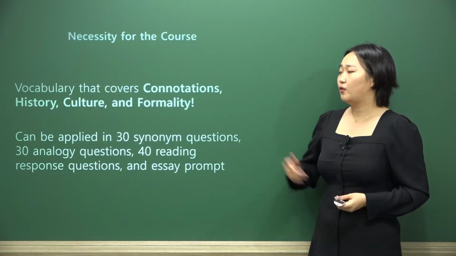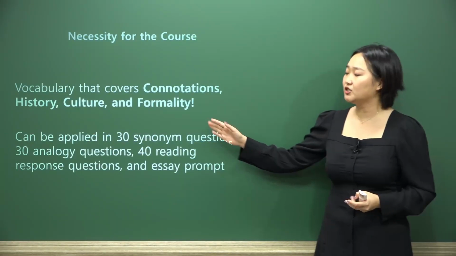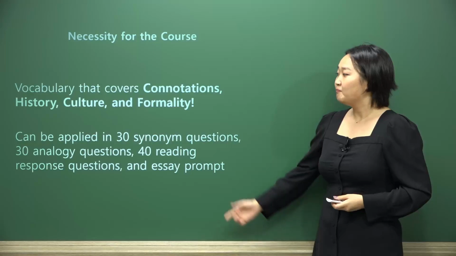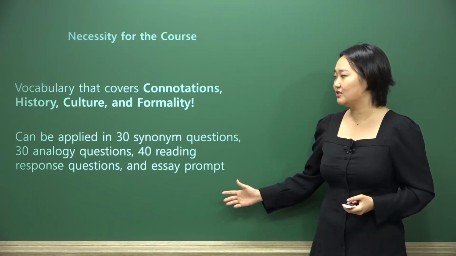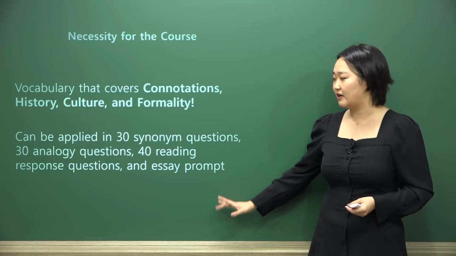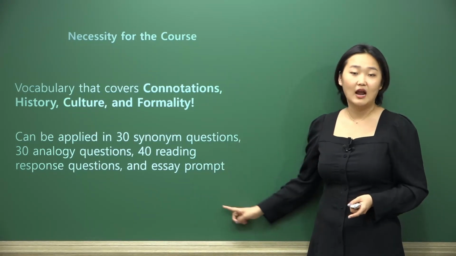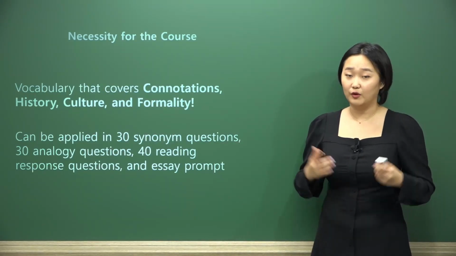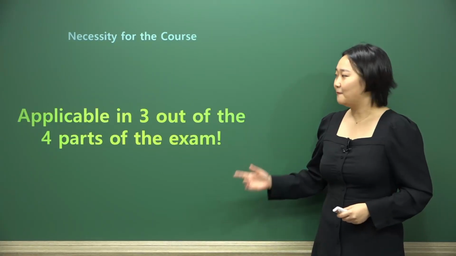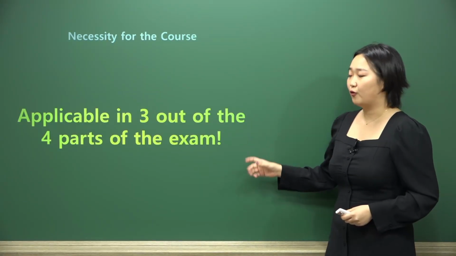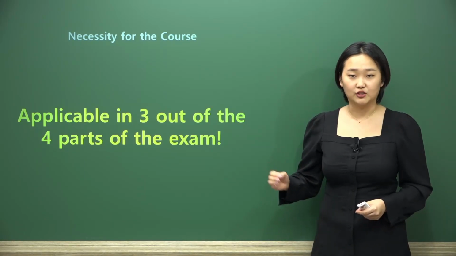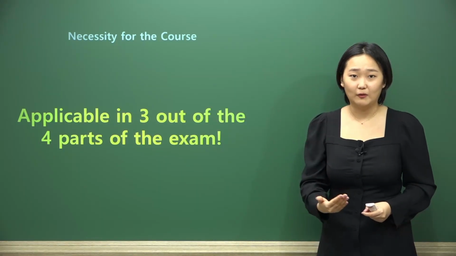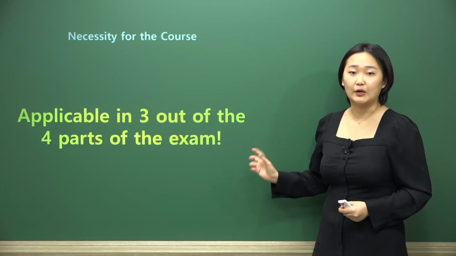And so the necessity for the course, we're talking about vocabulary that will cover connotations, history, culture, and formality. Having all this detail is going to give us more context and can be applied, of course, in the 30 synonym questions, 30 analogy questions, 40 reading response questions, as well as the essay prompt in particular. I would like to highlight this one. We're going to be seeing it quite often on our exam because once more, with gusto, we would like to see it this way. This series will be applicable in 3 out of the 4 parts of the exam. Again, taking out that math portion, we're going to be seeing English everywhere. And so with that, we want to make sure that we get the best score that we possibly can. English is going to help us out immensely.